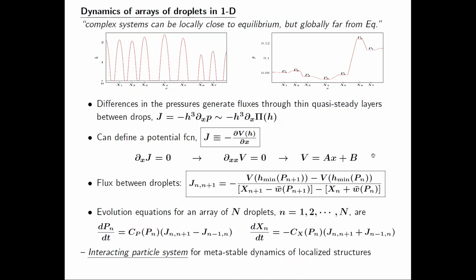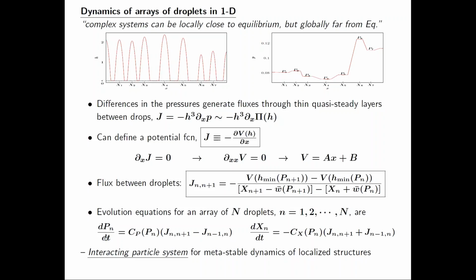So this function gives me a convenient way to define the fluxes in terms of the chemical potential at the edge of one drop to the chemical potential at the edge of the other drop, separated by the distance between this contact line position and that contact line position. So this is a very simple kind of approximation. It's messy looking, but it's basically delta V over delta X. And this gives me the definition for the fluxes between each pair of drops.